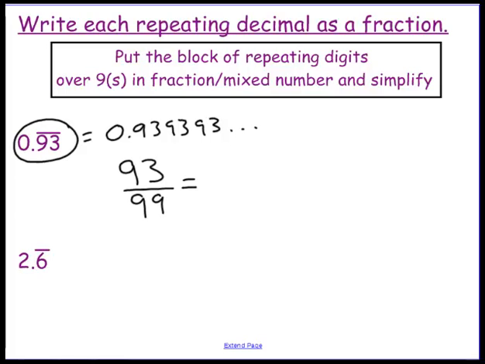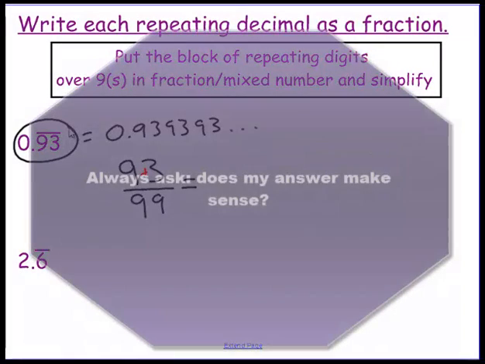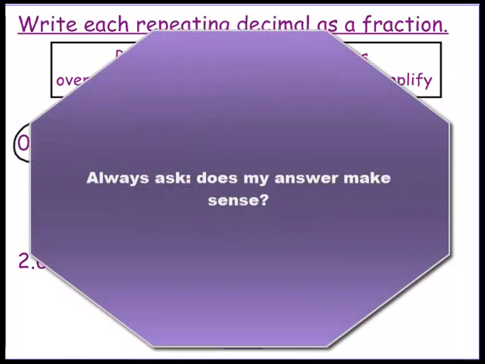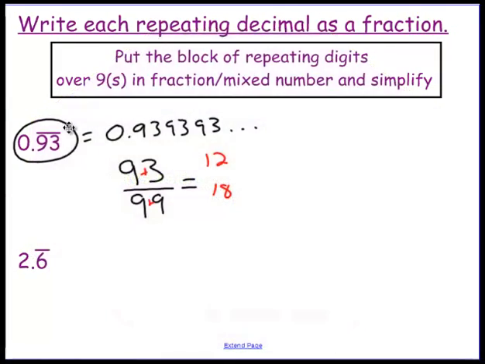Both of these are divisible by 3. I can tell that. If you recall, I look at the top number, and I see, well, 9 plus 3 is 12. And 9 plus 9 is 18. Since 12 and 18 are both divisible by 3, both of these numbers are divisible by 3. That gives me 93 divided by 3, which would be 31, and 99 divided by 3, which would be 33. And now I've actually written a repeating decimal as a fraction.